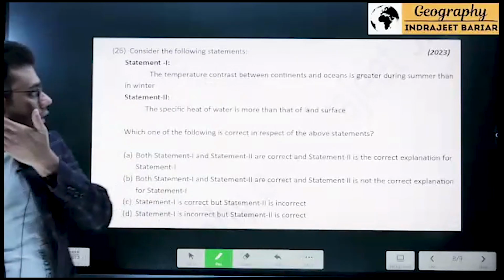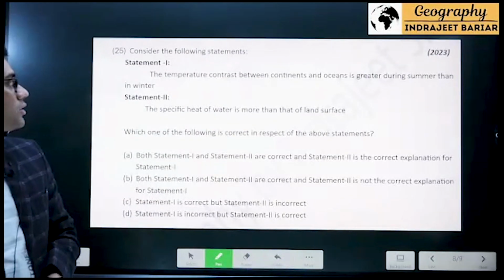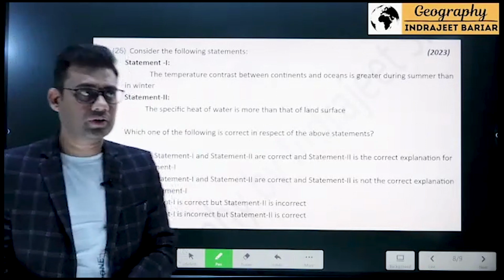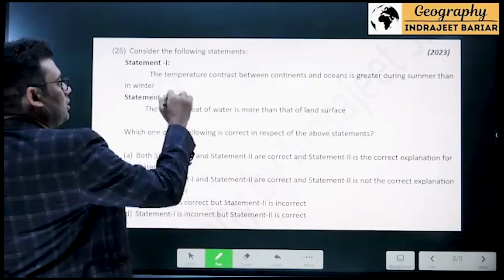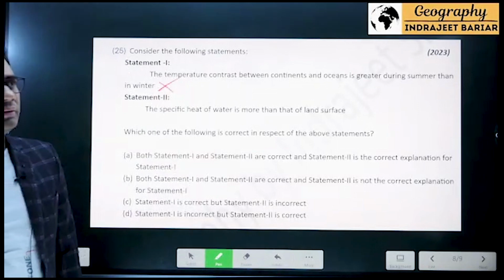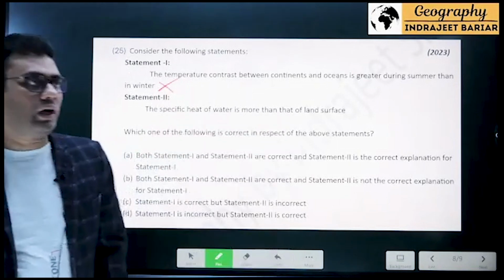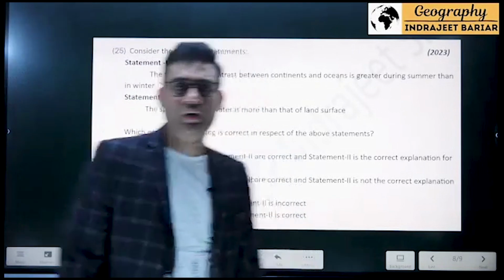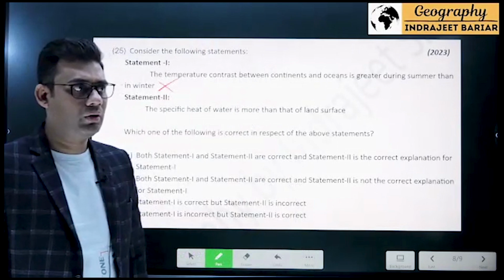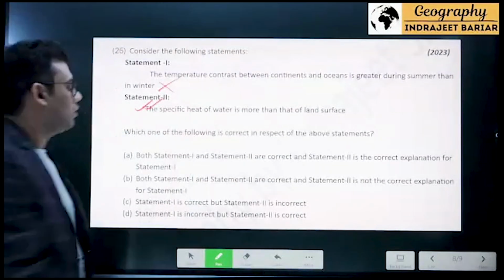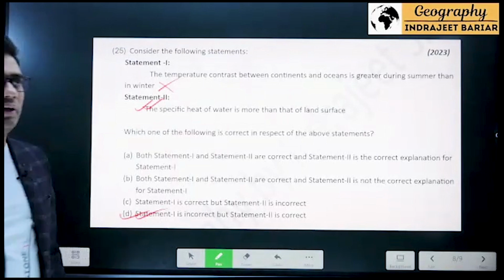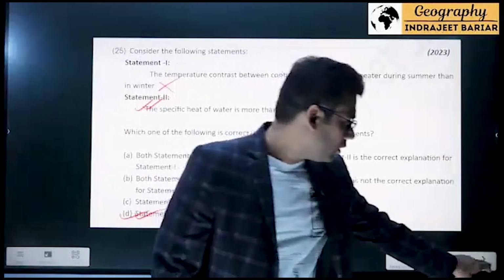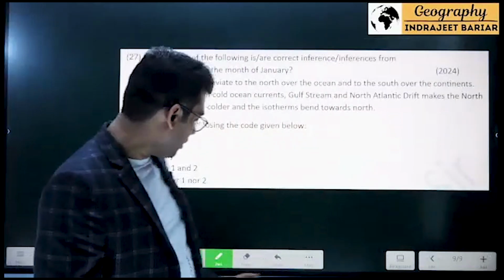Okay, look at the first statement: the temperature contrast between continents and oceans is greater during summers than in winters. Just now we have seen that the contrast is higher in winters. So very straightforward, this becomes an incorrect statement. Specific heat of water is more than that of land surface. This is a correct statement. We have seen the comparison also, 4.18 joules per gram per degree Celsius for water. Higher. So this one is a correct statement, so D becomes the correct answer. This was asked in 2013. Then in 2014, they repeated the question.